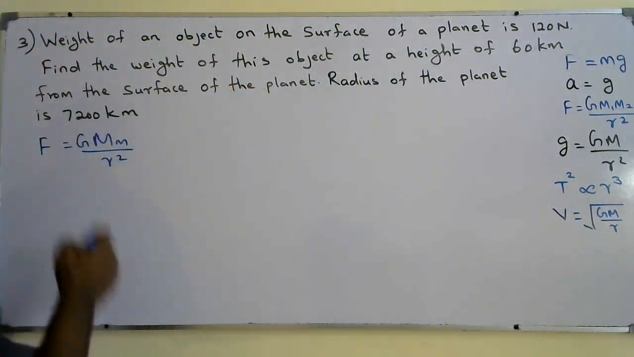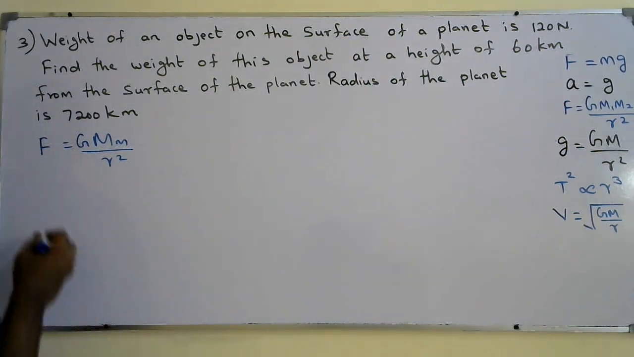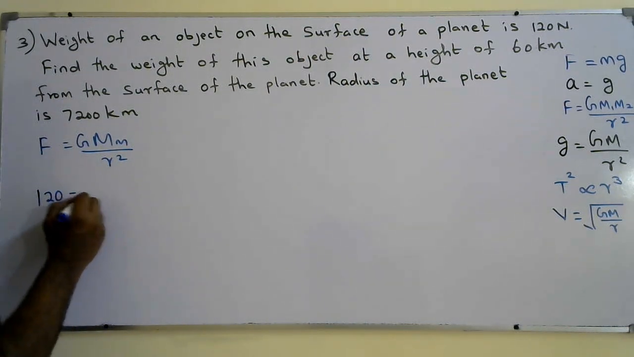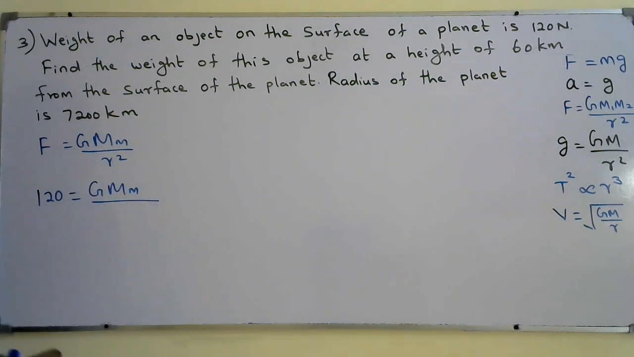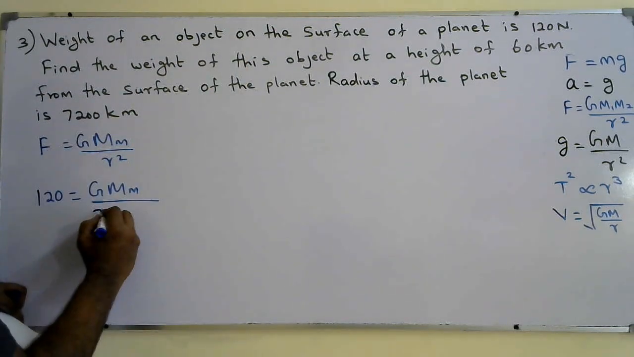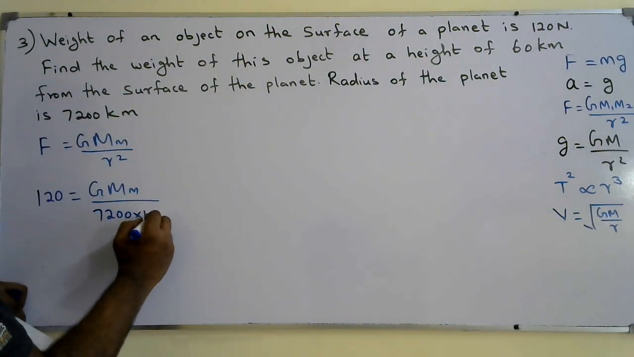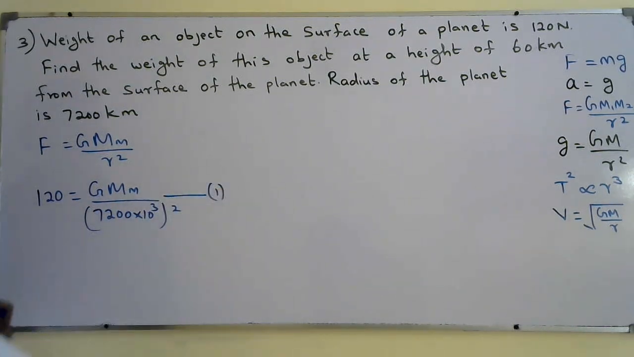On the surface of the planet, the weight is given as 120 Newton. So 120 is equal to G M m over r squared, and on the surface that must be the radius of the planet, 7,200 times 10 to the power 3, all squared. Let it be the first equation.